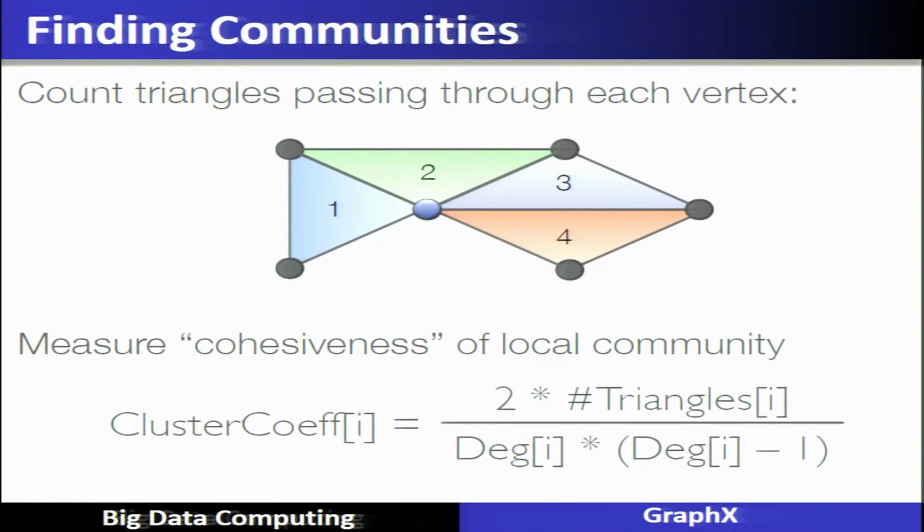Another algorithm is to count the triangles, and in this manner we can measure the cohesiveness within a community. So, by counting the triangles, here we can see that as far as this node 1 is concerned, it has 1, 2, 3, 4 triangles passing through it. Hence, this particular node is a part of a large number of communities, and hence it gives the cohesiveness.